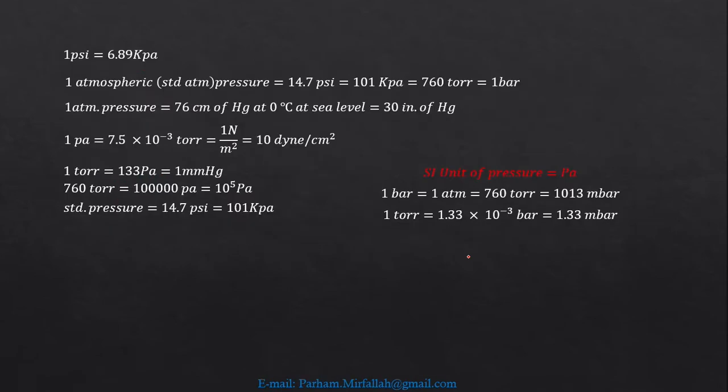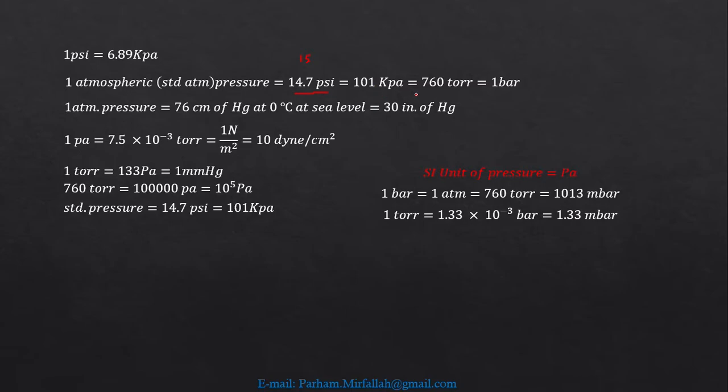Okay, let's talk more about pressure. As you see here, 1 psi. Psi is one of the units of pressure measurement, as is the Pascal. This is the exchange of 1 psi to kilopascal. Each 1 psi is equal to 6.89 kilopascal. Atmospheric pressure in psi is 14.7. Mostly in questions, the designer lets us use 15 to make solving the problem easier.